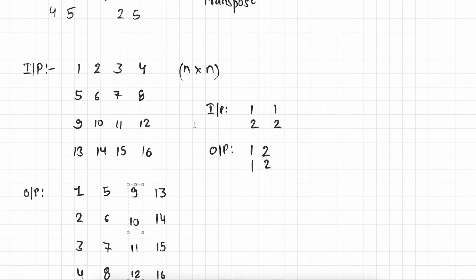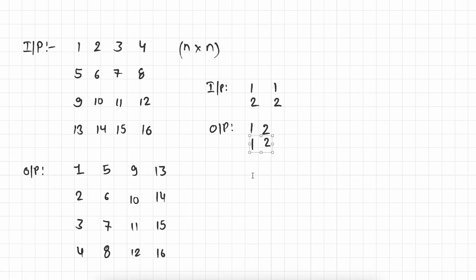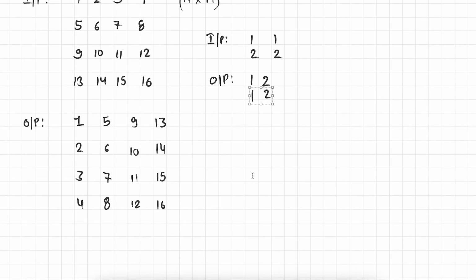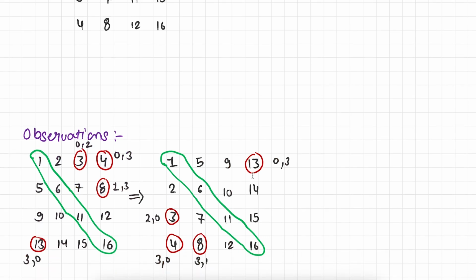Let's see the next example. Here the matrix is given as 1, 1, 2, 2. And after transposing it becomes 1, 2 and 1, 2. So guys, I hope now you understand this problem really well. So this is the right time to move ahead to the next segment of this video.